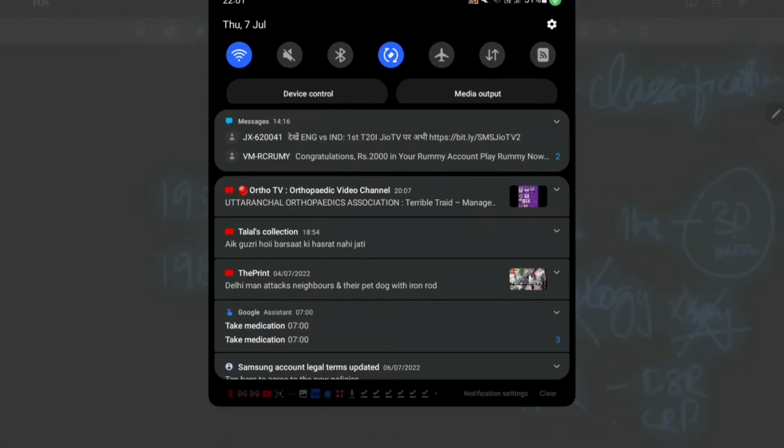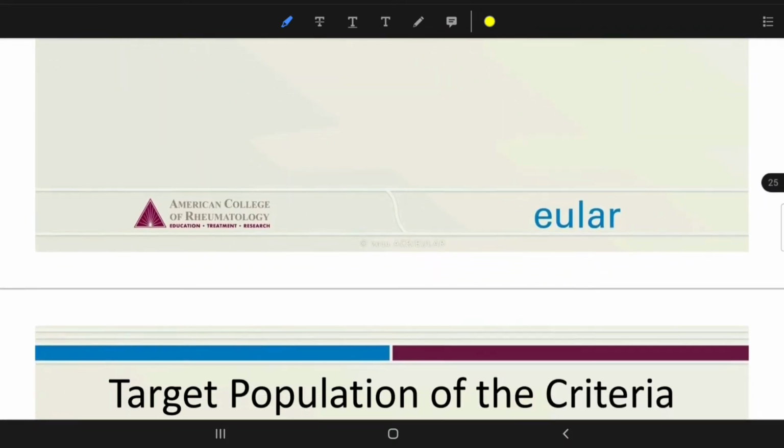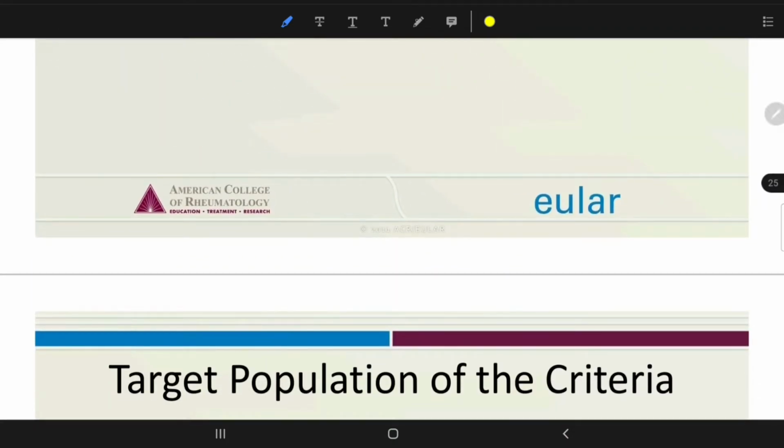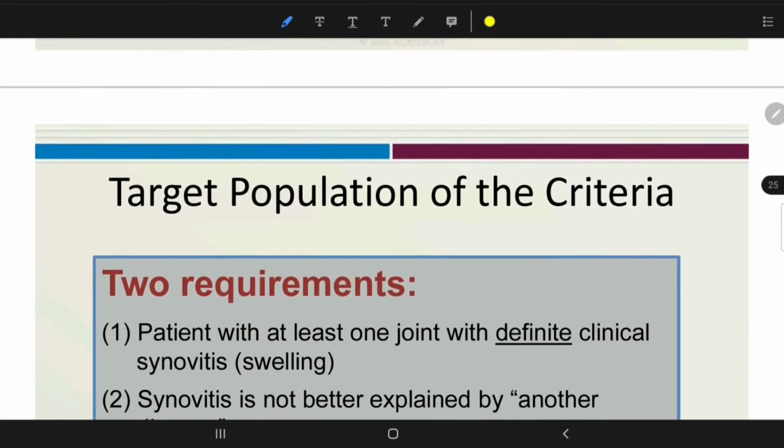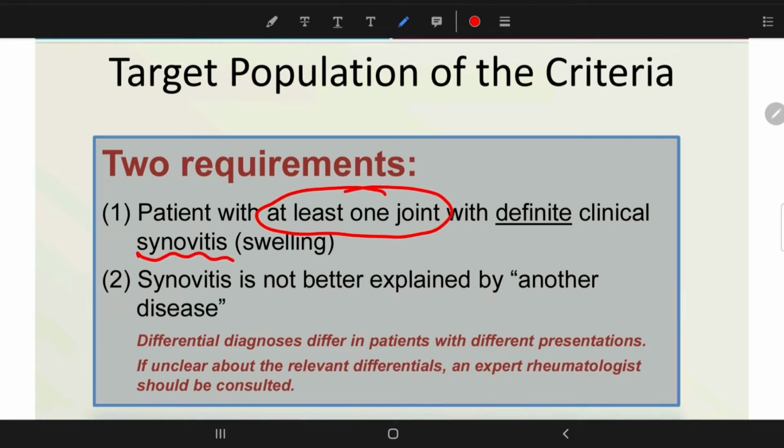Now let's study these criteria according to the official website of EULAR. This has been given in their official website, and you can also check them out yourself online. Now what they say is that you have to use this criteria in a target population. What is the target population of this criteria? Number one, the patient should have at least one joint with definite clinical synovitis, like swelling. Number two, this synovitis should not be better explained by any other disease. So these two criteria must be met for a patient in whom we are going to apply these criteria.